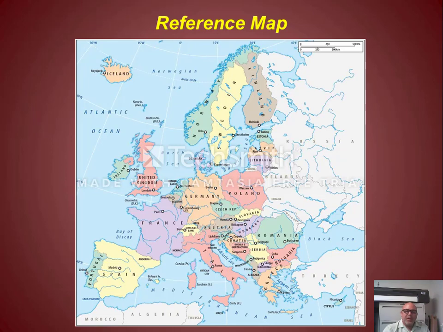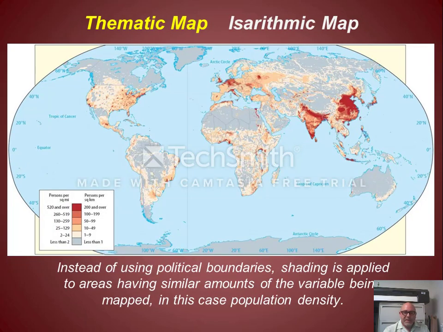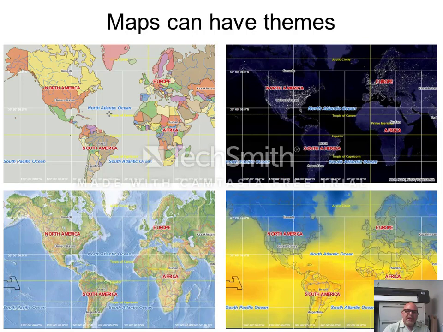Here's a reference map of Europe. Note that the countries have different colors, but the colors don't really tell you something about the country. They just make them easier to see. On this map, on the other hand, the colors convey information, in this case the relative wealth of each country. So global wealth and poverty would be the theme. This thematic map shows population density around the world. So maps can have different themes, both physical or cultural.